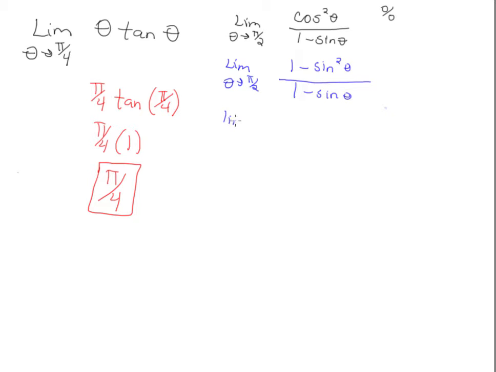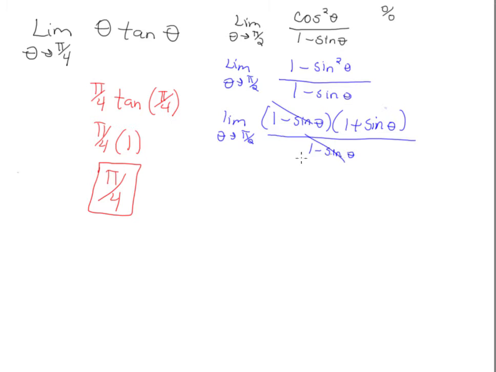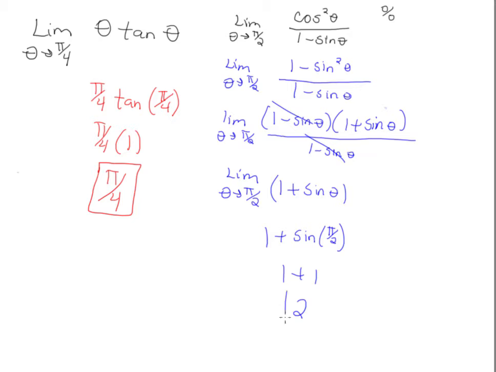Then I have the difference of squares on top, so let's factor that. And that should give us 1 minus sine of theta times 1 plus sine of theta. And conveniently, I can cancel out the 1 minus sine of theta to leave us with the limit as theta approaches pi over 2 of 1 plus sine of theta. Now that I've canceled something out, I'm going to try direct substitution again. So that's going to be 1 plus sine of pi over 2. I know the sine of pi over 2 is 1, so my answer is 2.